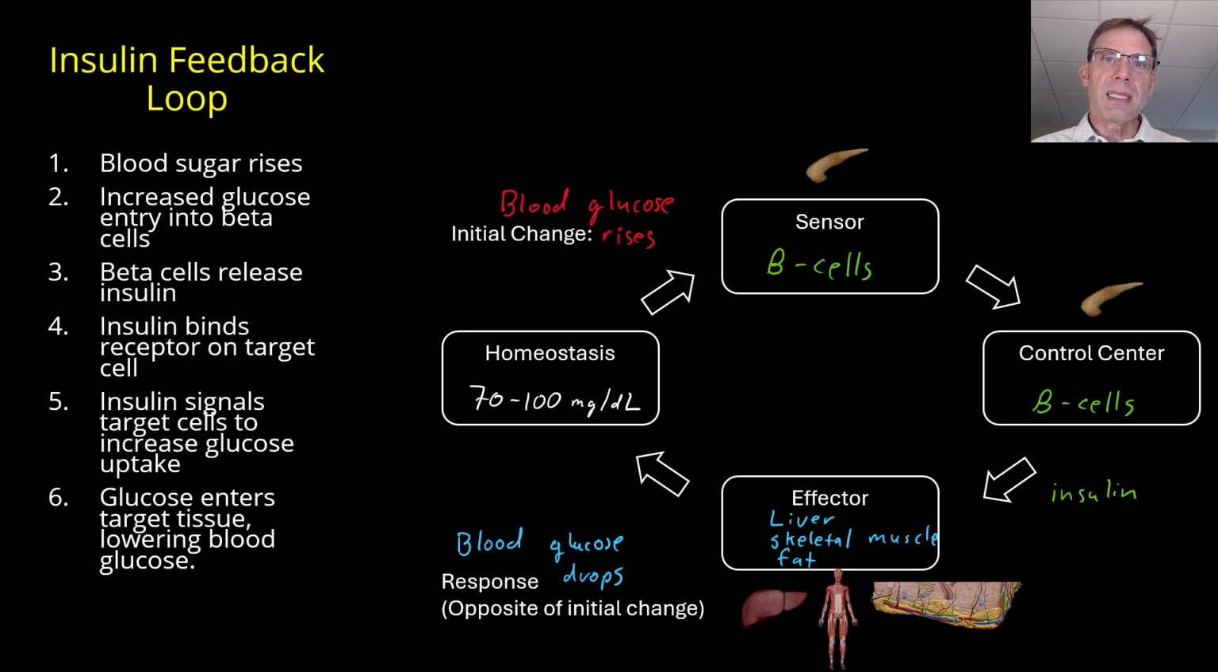Diabetes mellitus is a disease where this feedback loop is disrupted, which means we lose our ability to lower blood glucose after it rises above its normal range. There are actually two types of diabetes mellitus, type 1 and type 2. We'll start talking about type 1.